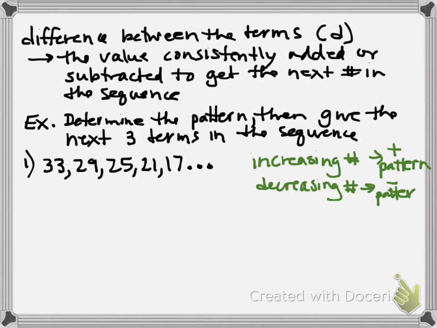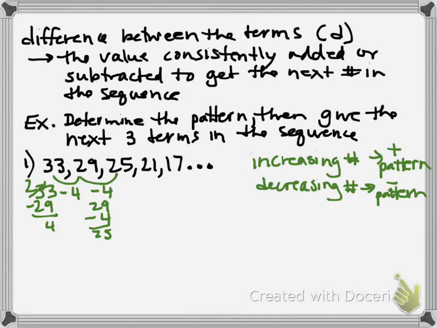So you notice this set of numbers, am I increasing or decreasing? I'm decreasing. So that means I'm going to look for the difference between the numbers. I start with the first two and ask, what do I do to get from 33 to 29? Well, when I subtract, I get a difference of 4. So my suspicion is that's going to be my pattern, so I check it out. If I take 29 and subtract 4, does it give me 25? And the answer is yes.